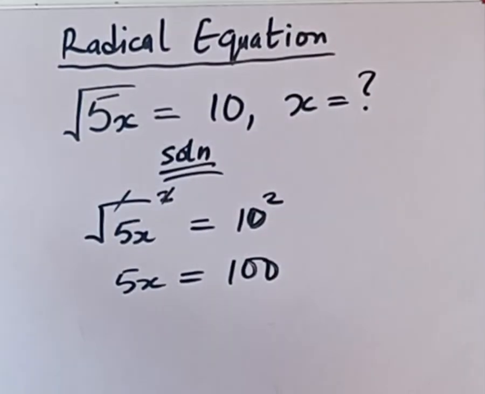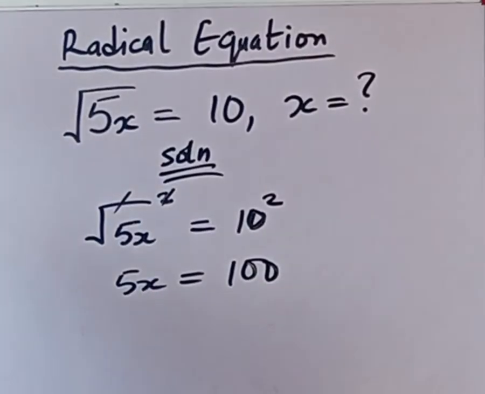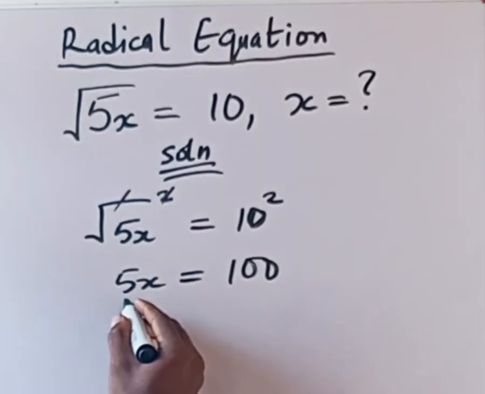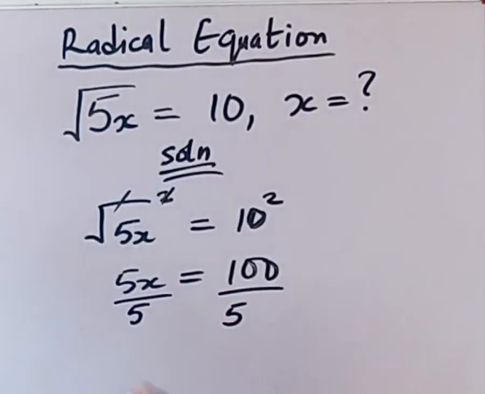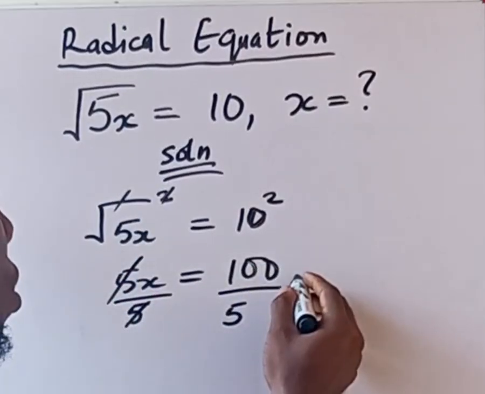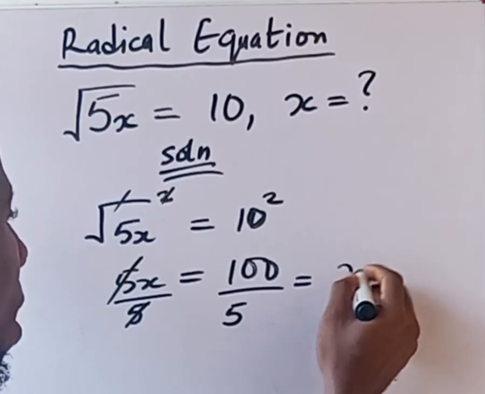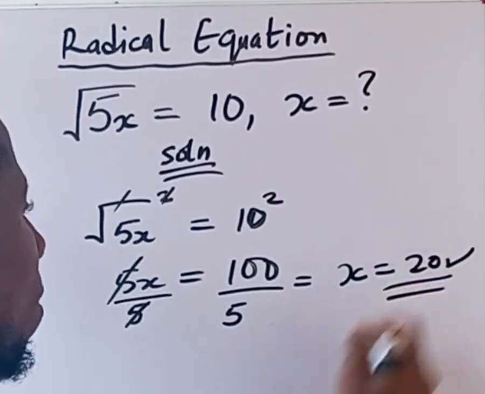Now that I've gotten to this point, because we want to make x the subject of the formula, right? We are going to divide both sides by 5. So if we divide both sides by 5 we cancel this. 5 into 100 is going to give us what? 20, alright? So our x is equal to what? 20. Very simple, guys.